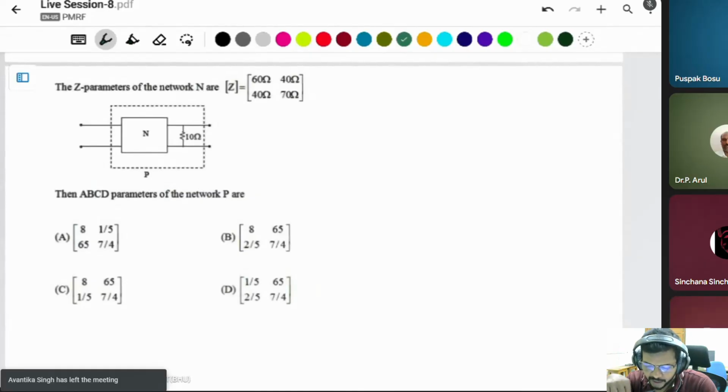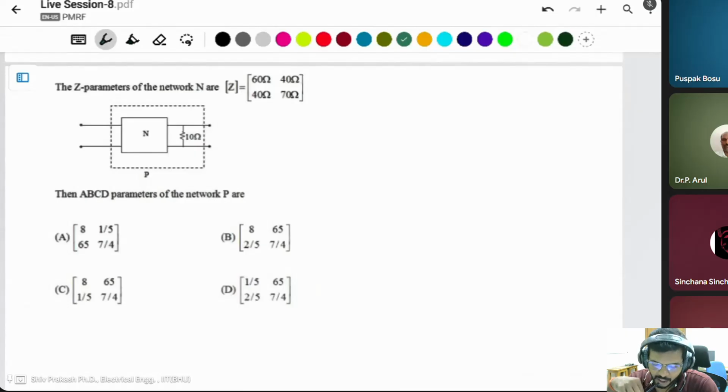The Z parameters of the network N are given as 60, 40, 40 and 70. Then a 10 ohm resistance is added at the output. Then it asks about the ABCD parameters of the whole network P. After adding the 10 ohm, what is the ABCD parameter?